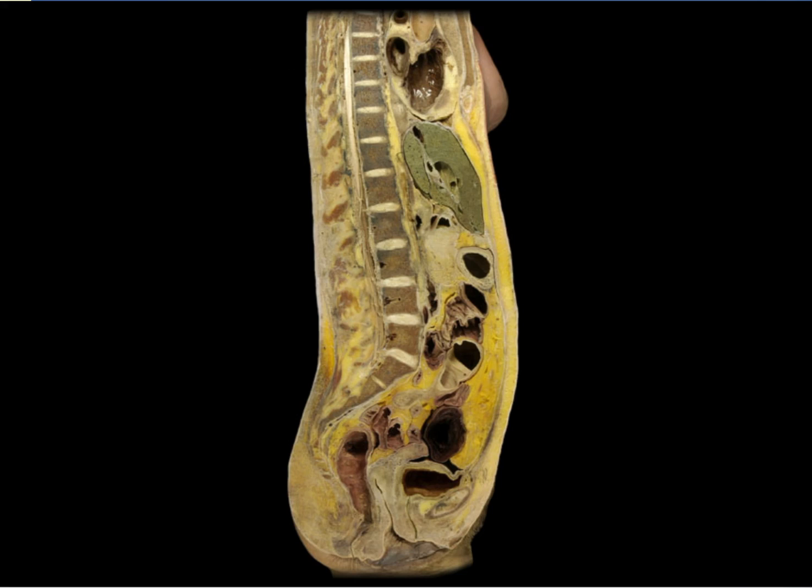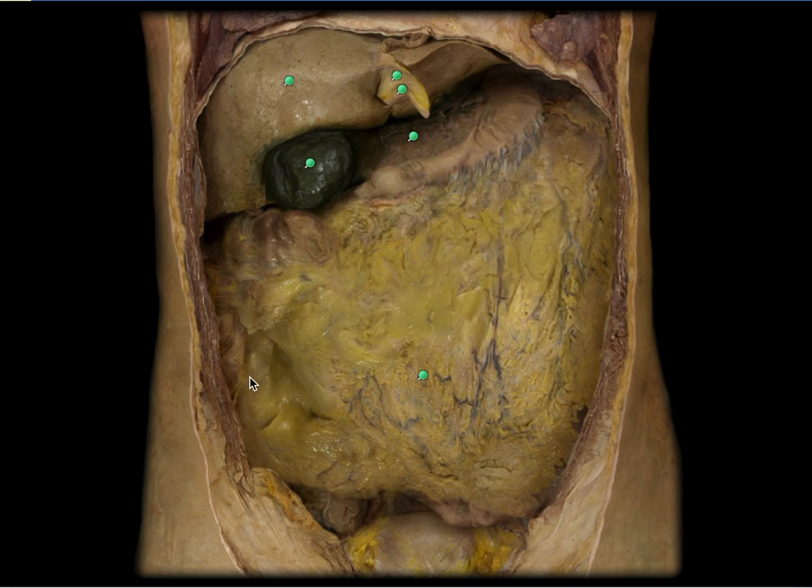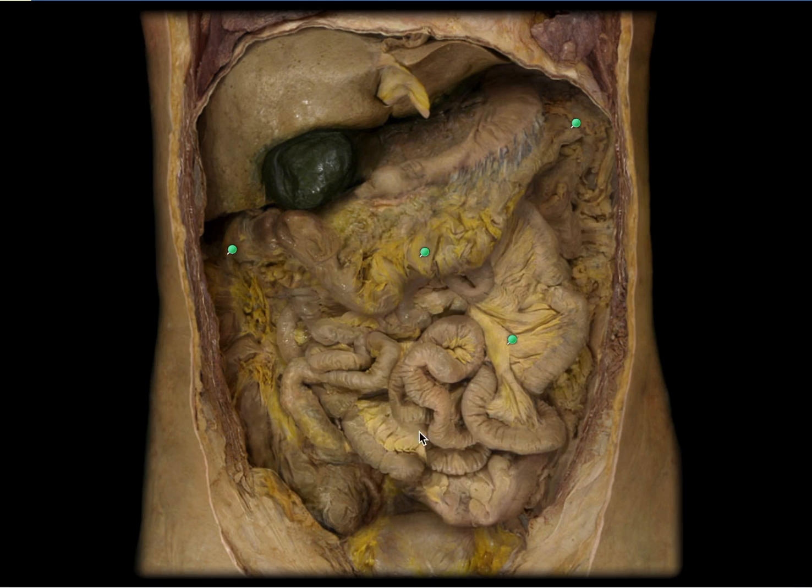I also want to show you, let's see here, this view right here. So this is showing you the greater omentum. Between the liver and the stomach is the lesser omentum. And then here's a picture of the mesentery proper between the small intestine loops.